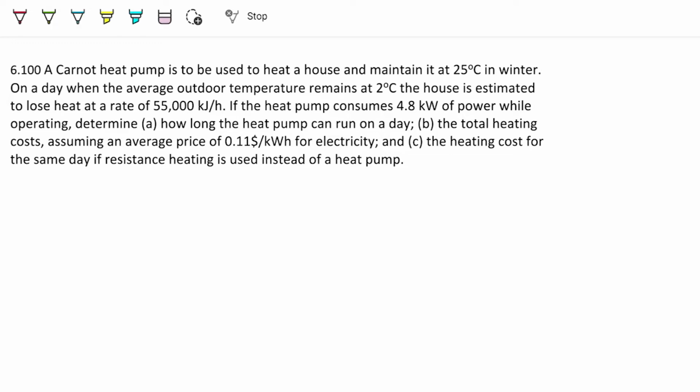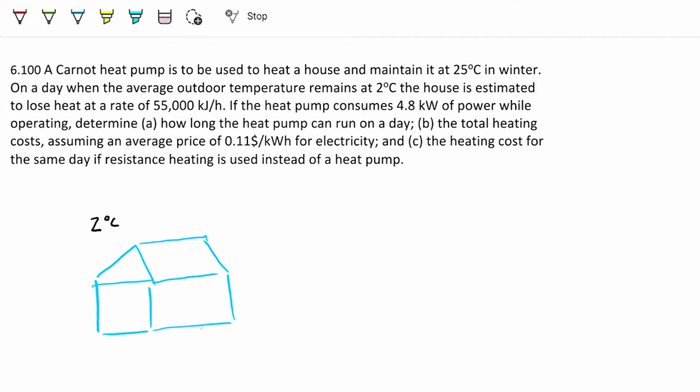So let's start by doing a little drawing. I'm going to draw a house with my beautiful drawing skills. Probably do one of these houses. All right. So what we have here is a house in a day that is 2 degrees Celsius outside, and the house is 25 degrees Celsius inside. And obviously, because there's a difference in temperature between the outside and the inside, there will be a heat transfer occurring. And this heat transfer, we happen to know, is exactly 55,000 kilojoules per hour.